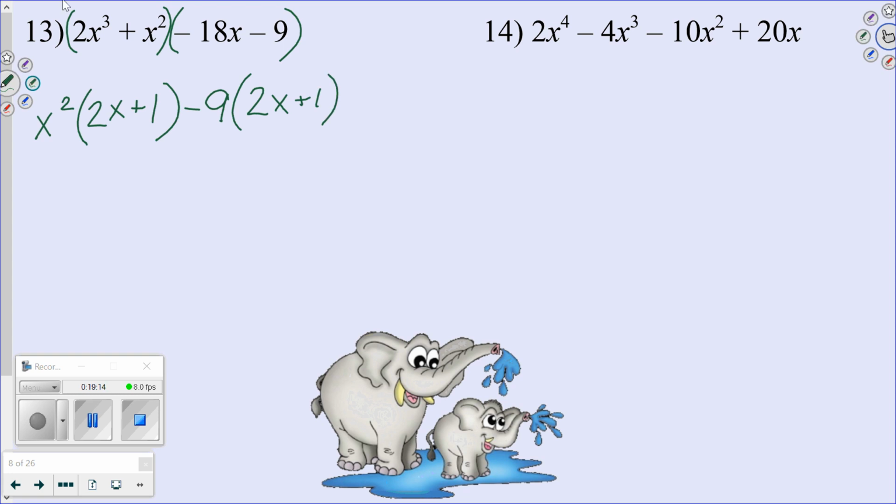Wait a minute. I said there should be a common factor. Do you see a common factor? You should. See the 2x plus 1? So what you're actually doing is you are factoring out the common factor. So the common thing between these is 2x plus 1. And if I factor that out, what are you left with? Pull that out, you are left with x squared minus 9.